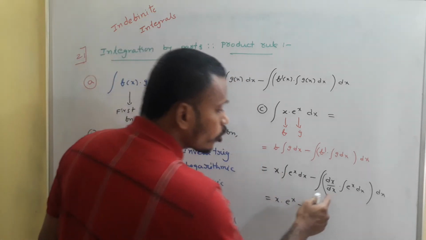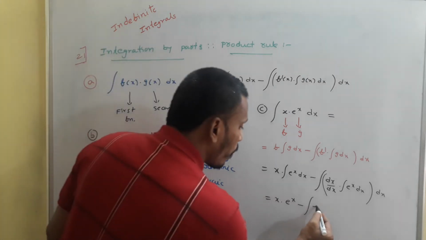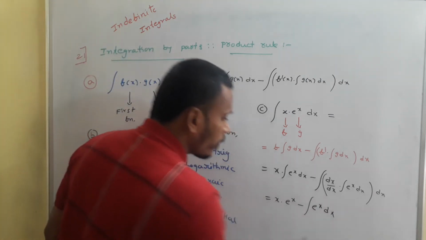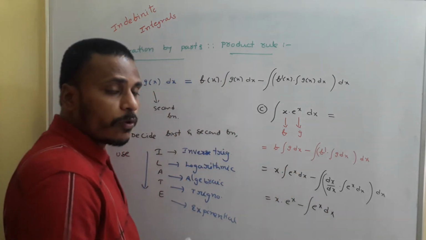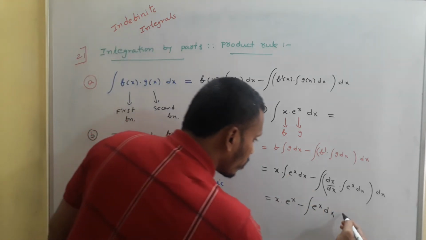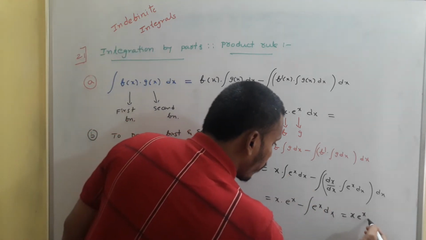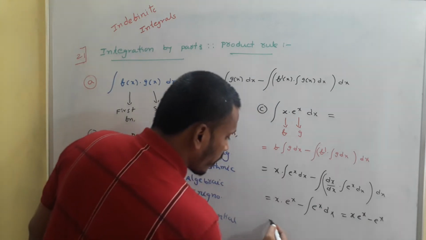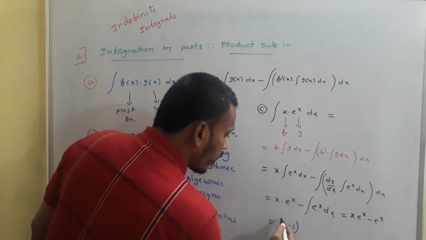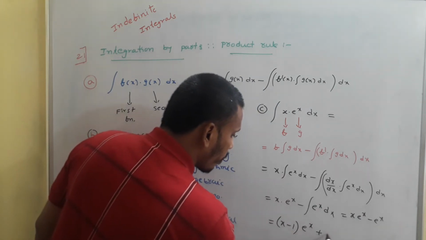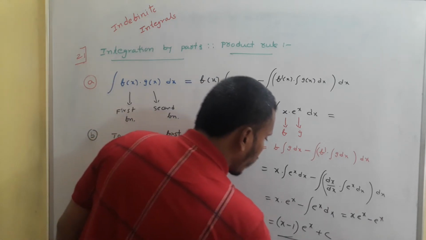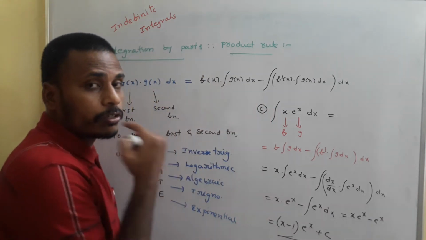So that e power x into 1 is again e power x, right? So minus integral e power x dx. Again use this integration of e power x which is e power x. So this is equals to x e power x minus e power x. And that is equals to x minus 1 into e power x plus c. And that's our answer at the end. Have a look.